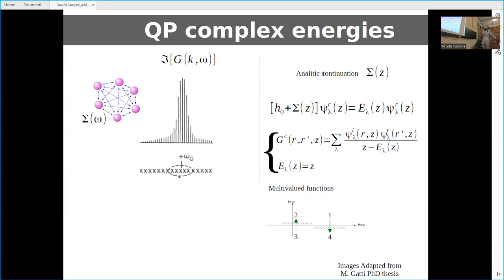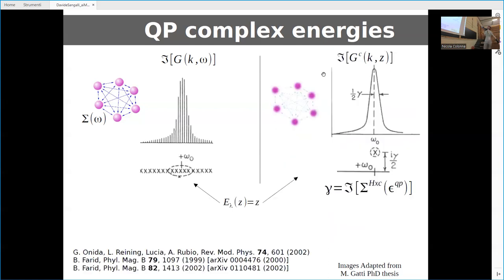This is all exact. I get a set of eigenvalues and eigenvectors, and I can define a complex Green's function. Please notice that this is not Hermitian, and this is why I have left and right eigenvectors. And then this Green's function coupled with this condition gives an alternative, exact representation of the many-body Green's function. Why is this convenient, at least conceptually? Because in this case I replace, on the real axis, a set of many poles with a simple pole, which comes from the solution of this equation, which has this time a finite line width, which is the imaginary part of the self-energy evaluated at the quasi-particle point.